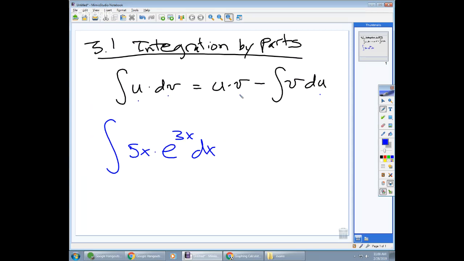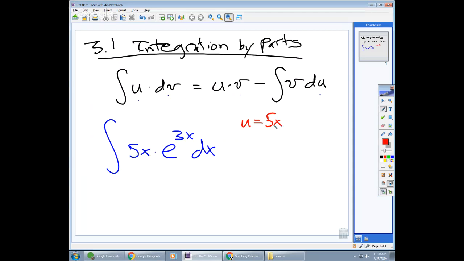So when you look at this, you want to say, okay, what would differentiate nice and what would integrate nice? And sometimes it's kind of a toss-up as to which is which. Like e to the 3x, its derivative, is that nice? Yeah, it's nice. The integral of e to the 3x is just as nice. Okay, so that one can go either way. How about 5x, or just x? Which is easier for that one, the derivative or the integral? Derivative, right, because that drops the power down. Okay, so that would be my choice for the u. But you've got to stop and think about what should be my u and what should be my v. All right, so I would say then u is going to be 5x.